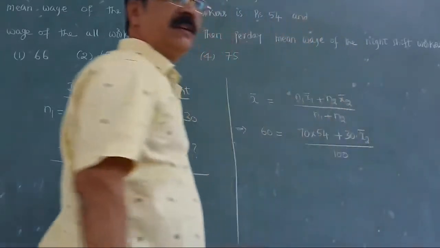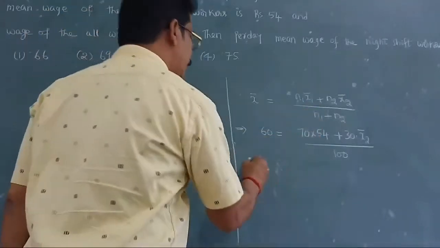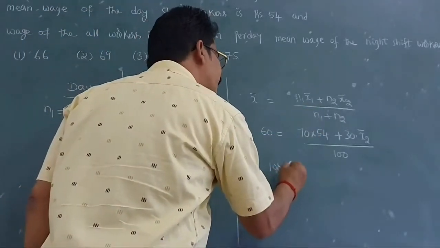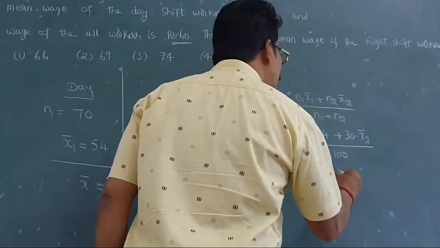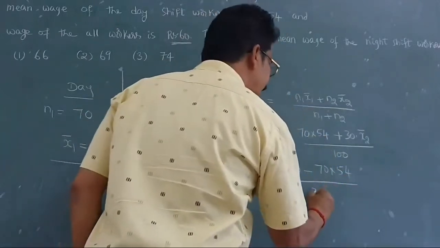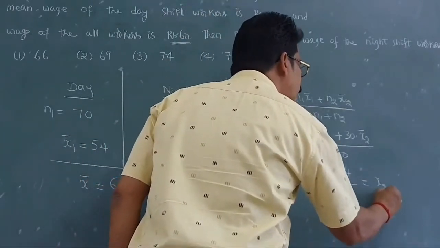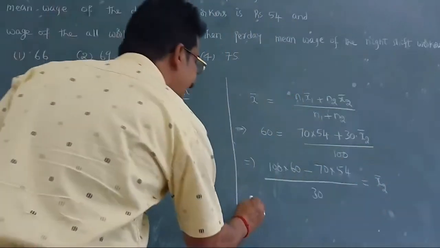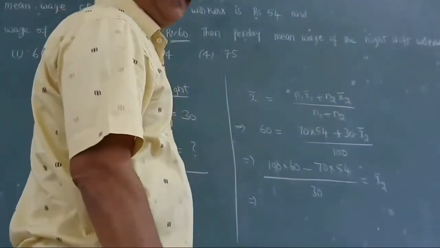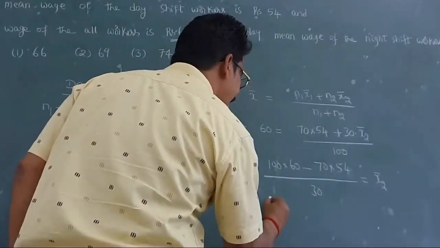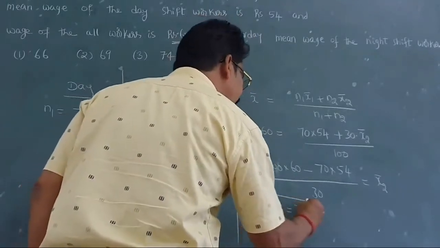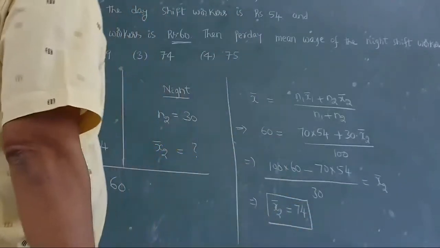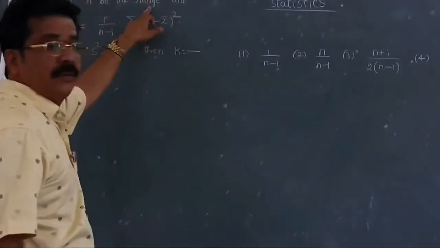So from this equation we solve for X2. By cross multiplication, 100 into 60 minus 70 into 54, whole divided by 30, is called X2 bar. So X2 bar is equal to 74. Understand? This is X2 bar. Okay? Right. Next, the problem. Let R be the range.